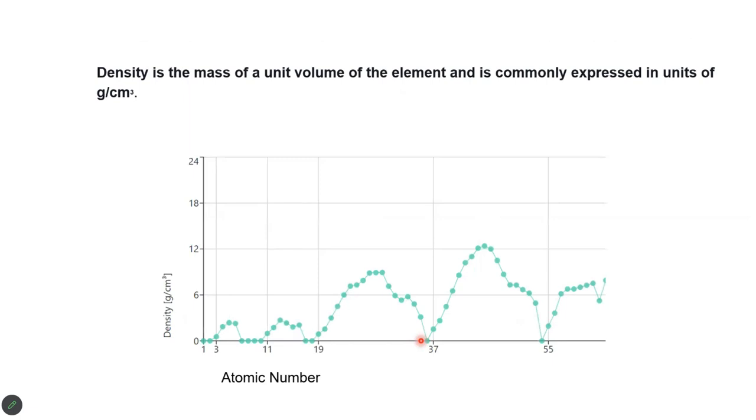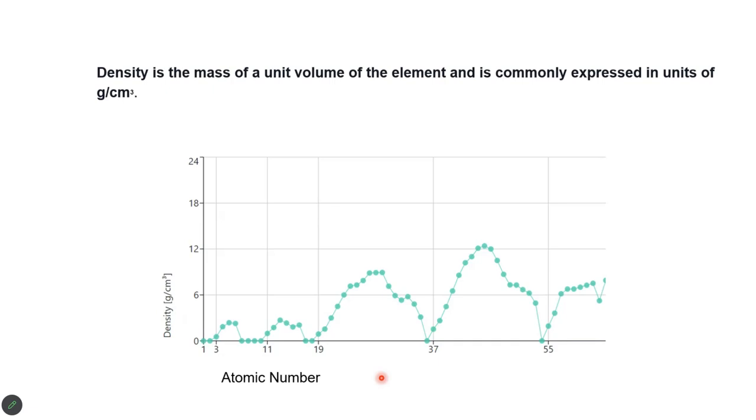Density of the elements, all we know about elements, compounds, etc. That has got density, which is the mass of a unit volume of an element or compound. And this is expressed in gram per cubic centimeter. So we can also see periodic variation of density in the periodic table.